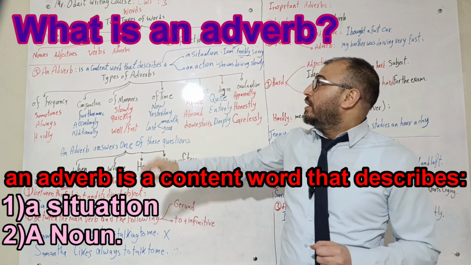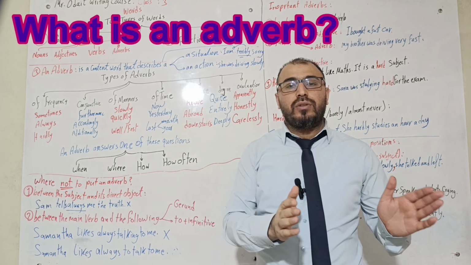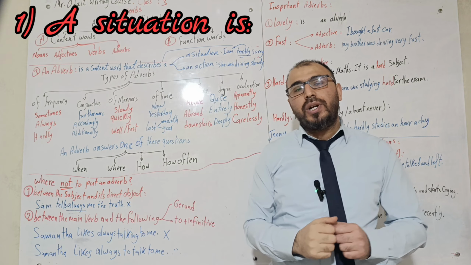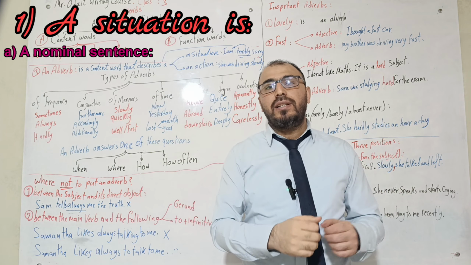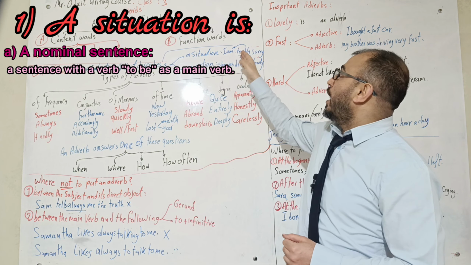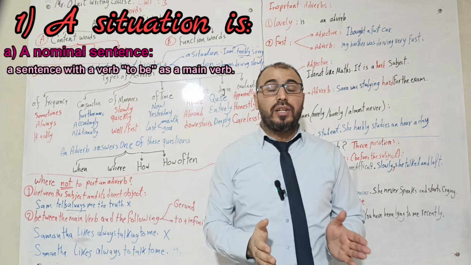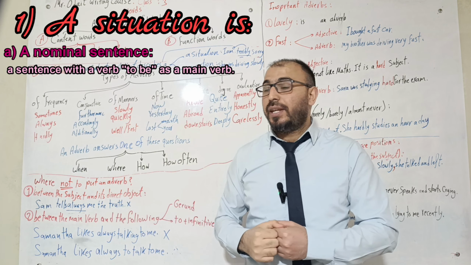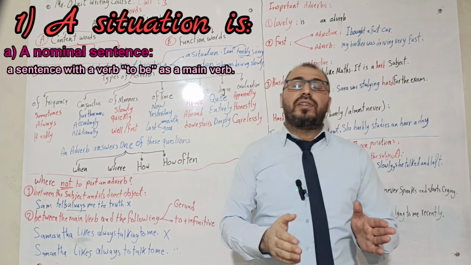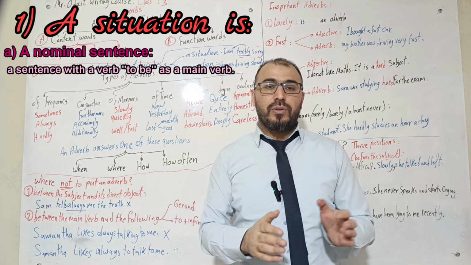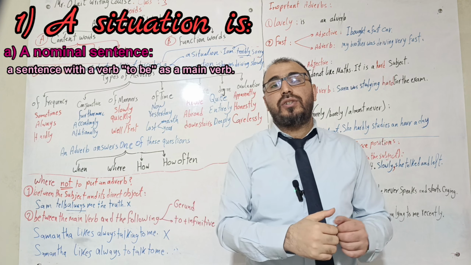Here, my friends, we have two options to use an adverb. The first one is to describe a situation. A situation generally means a nominal sentence using the verb to be, like this example: I am terribly sorry. Here, my friends, I am describing the situation I was in. Or I can say, for example, my mother was horribly sick. So here I was describing the situation of my mother and how she was.